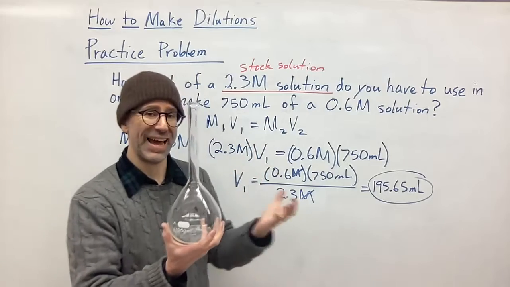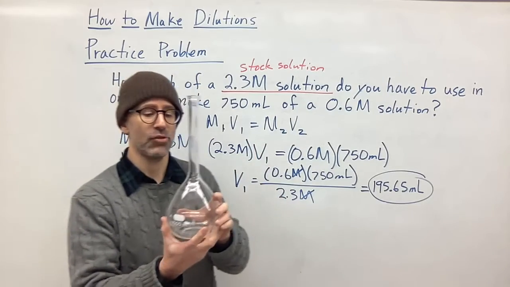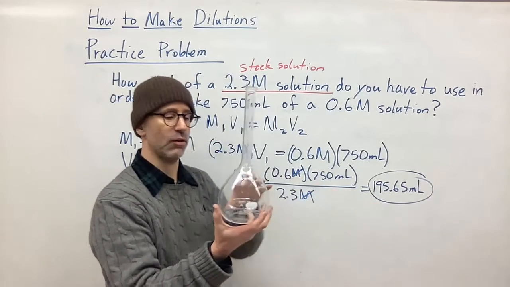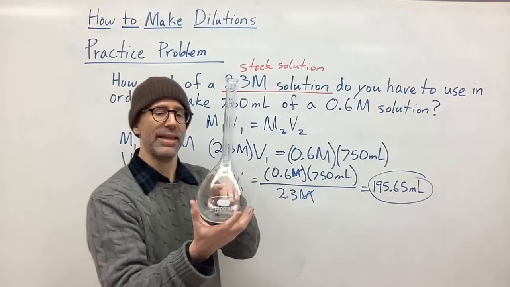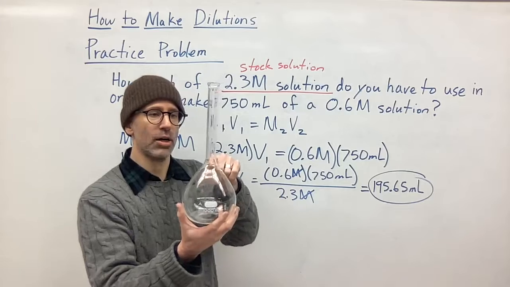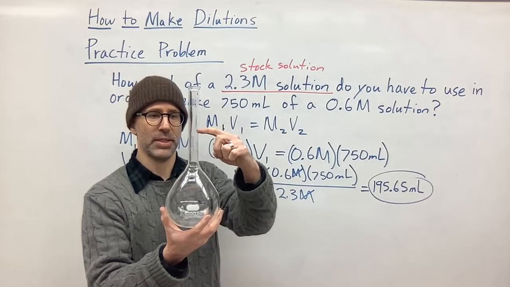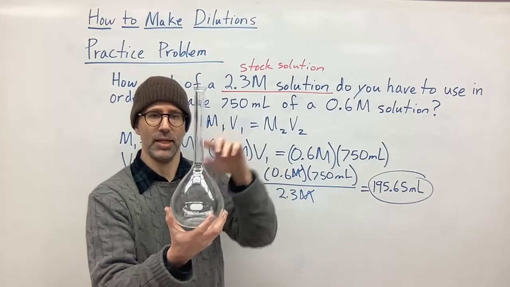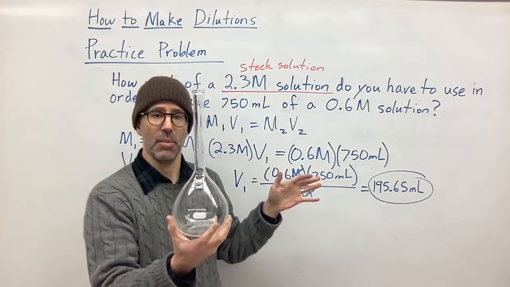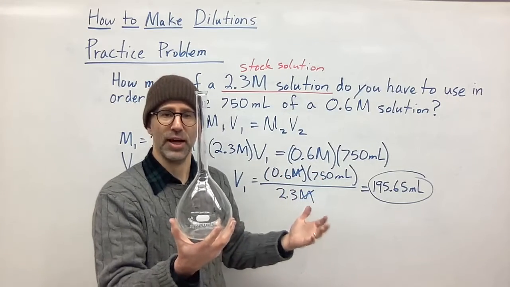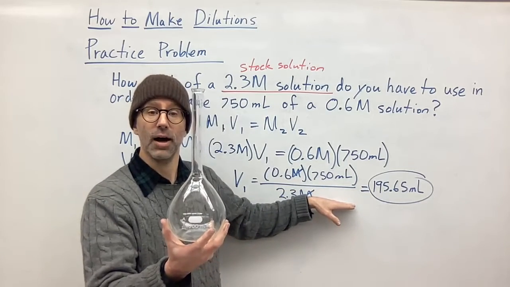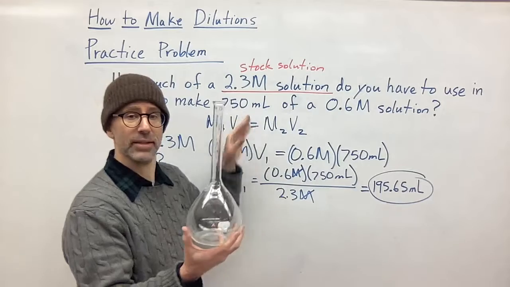What you would actually do in a lab is add the 195.65 milliliters of your stock solution, and then add enough water, whatever that is, until the bottom of the meniscus is touching the top of the line, and then you stop. Whatever volume of water that is, that's the volume you're going to use. So it's probably going to be a little bit more water than what you would expect.